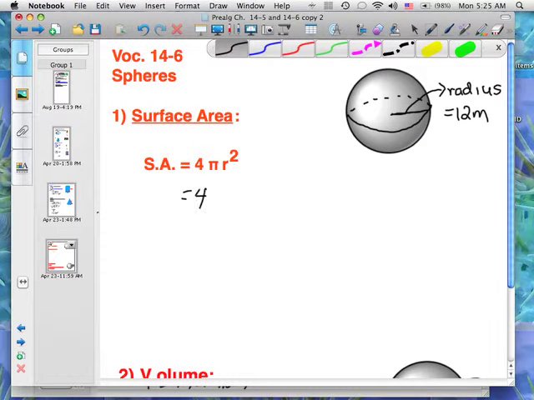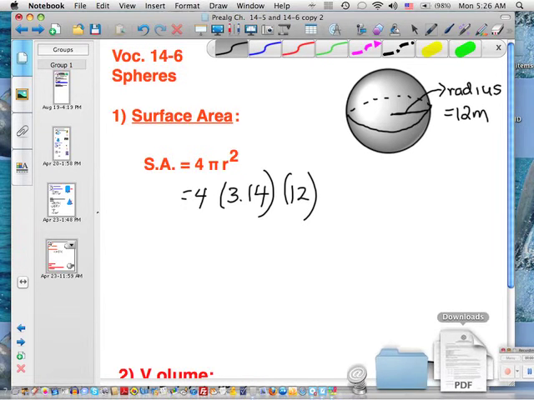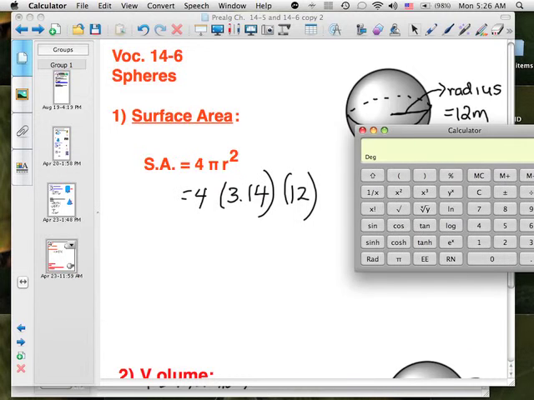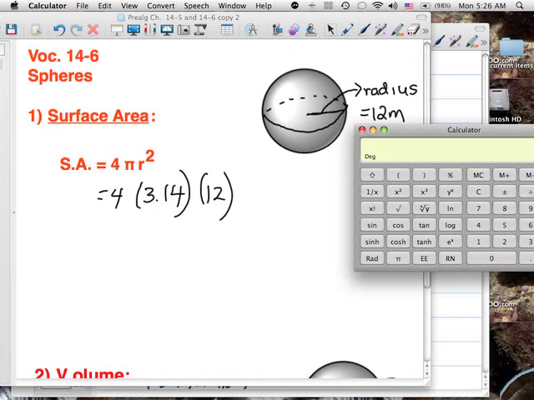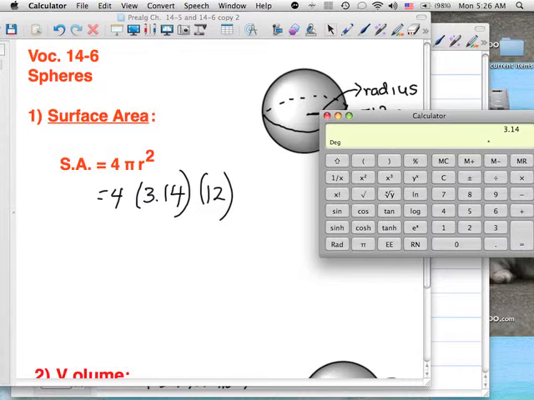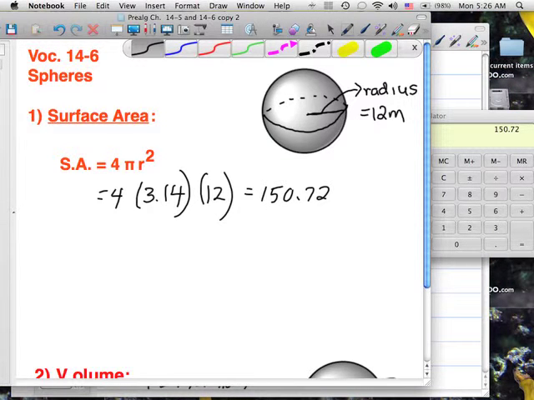So we have 4. Pi we'll use 3.14 since 12 is not divisible by 7, times 12 squared. So using our calculator, we get 4 times 3.14 times 12 squared, which is 150.72, and this is area, surface area, so it'd be meters squared.